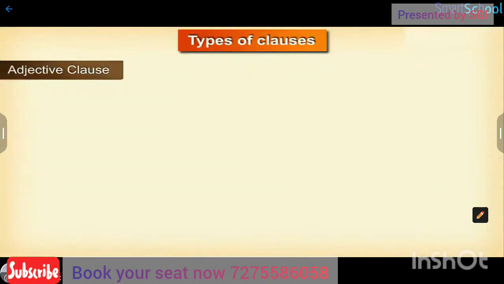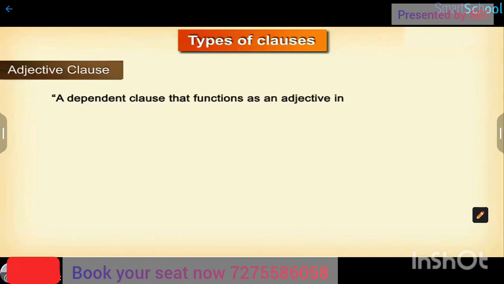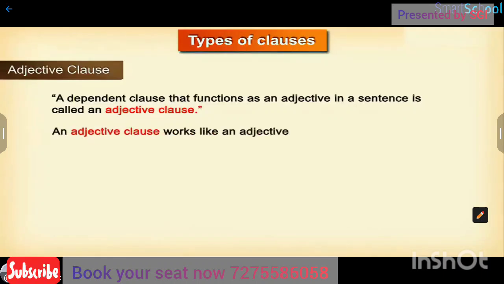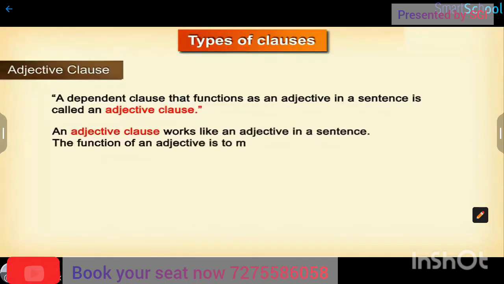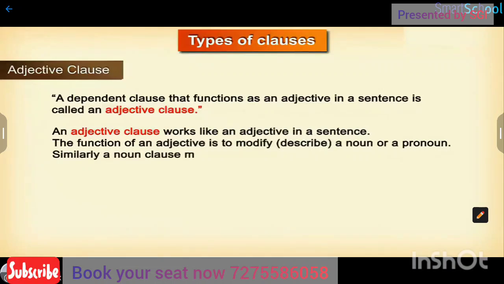Adjective clause. A dependent clause that functions as an adjective in a sentence is called an adjective clause. An adjective clause works like an adjective in a sentence. The function of an adjective is to modify or describe a noun or a pronoun. Similarly, an adjective clause modifies a noun or a pronoun.